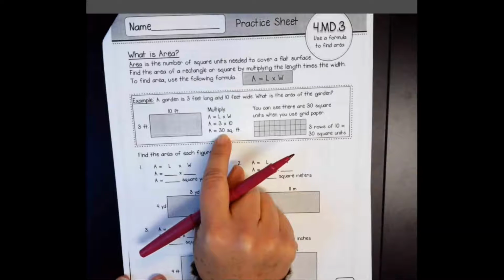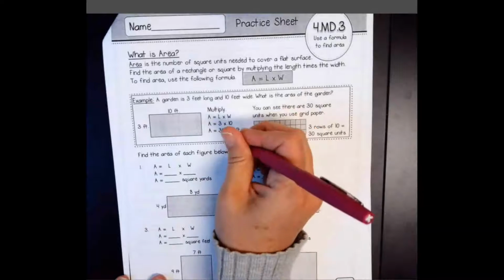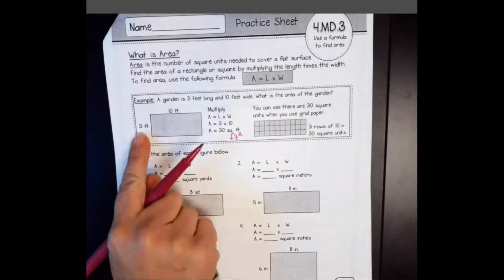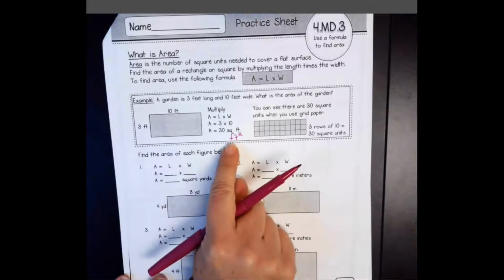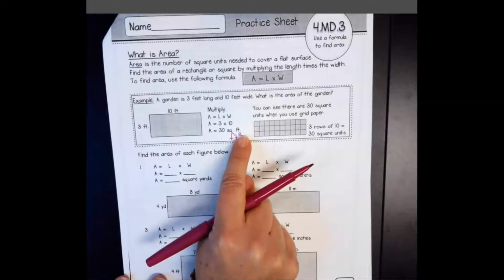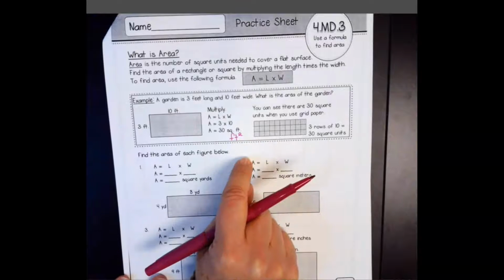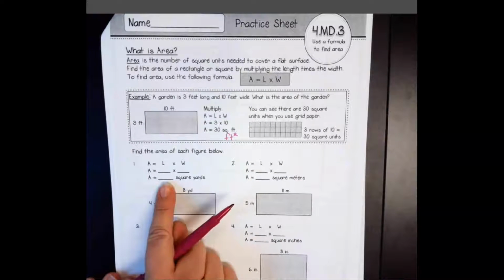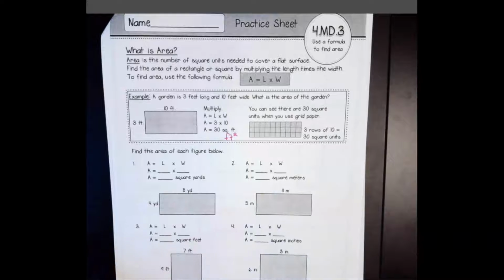In our video, they showed writing feet with a 2, because we use 2 measurements. But we can also write square feet. This symbol, feet with a 2 at the top, means square feet also. You can use either one. So let's look down here and do a few together. I want you to do it along with me.